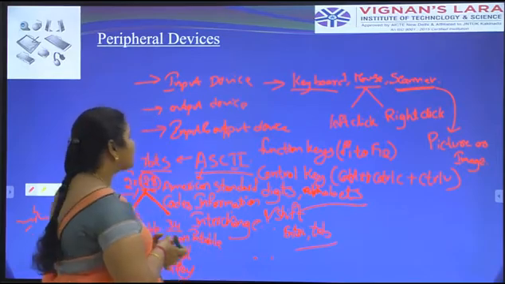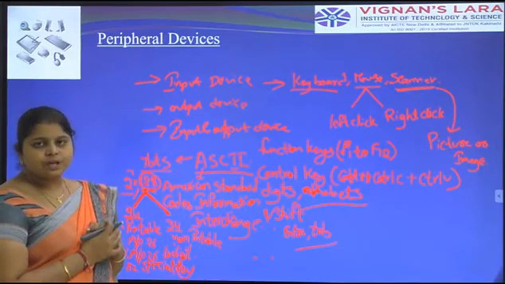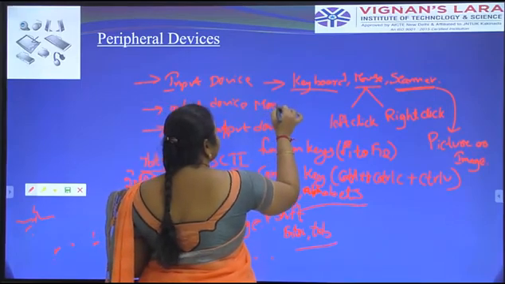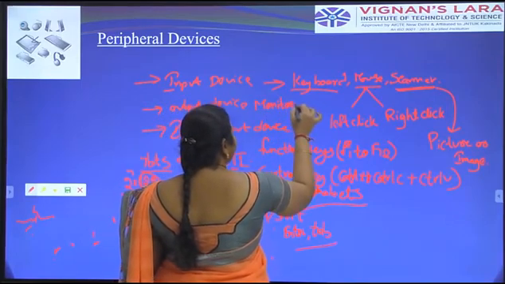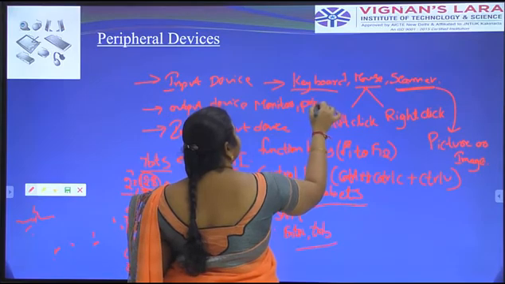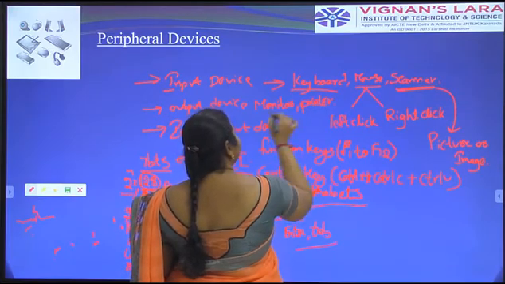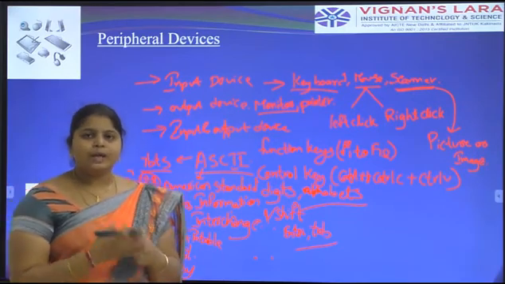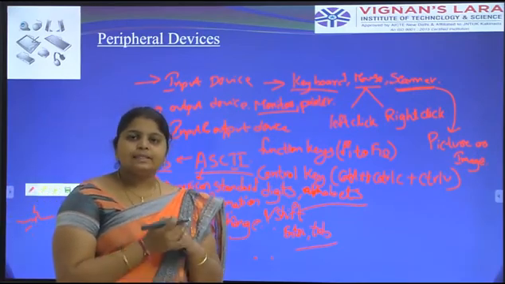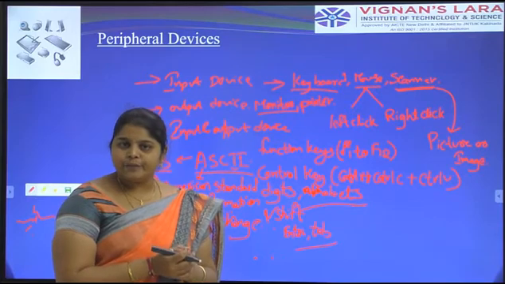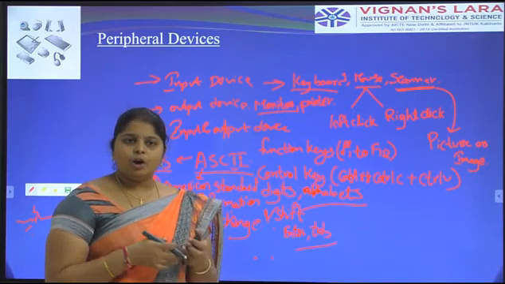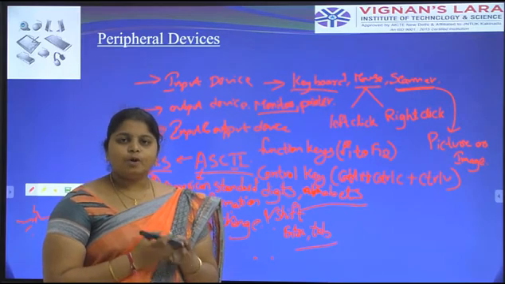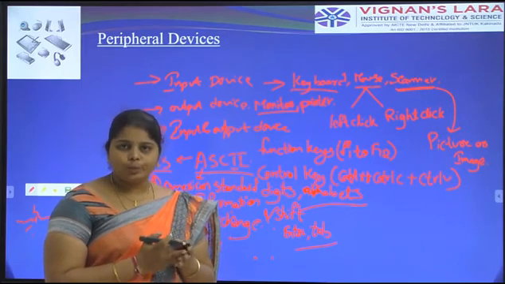Next, coming to the output devices. The most used output devices are the monitor and the printer. What is a monitor? Whenever the user gives input with the help of an input device, the resultant output is displayed on the monitor. We all already know about the monitor. The monitor is a mainly used output device.